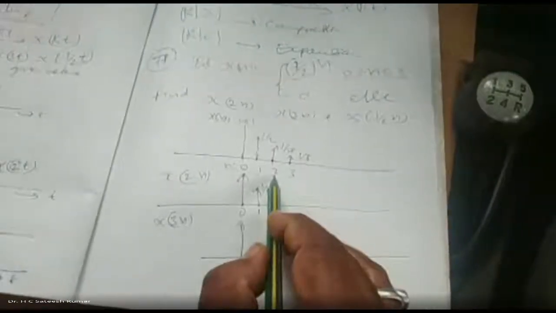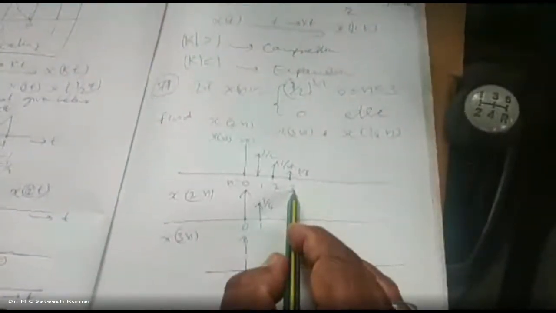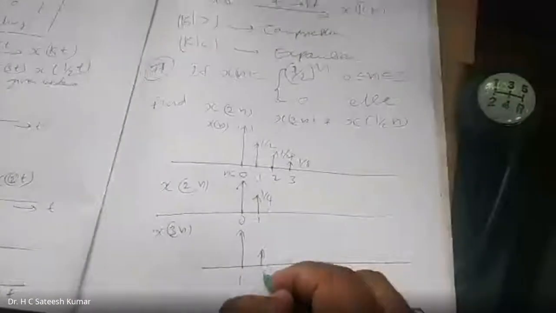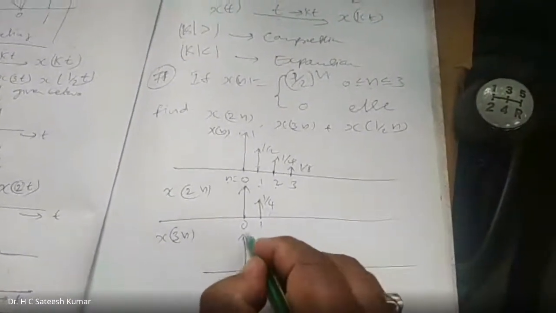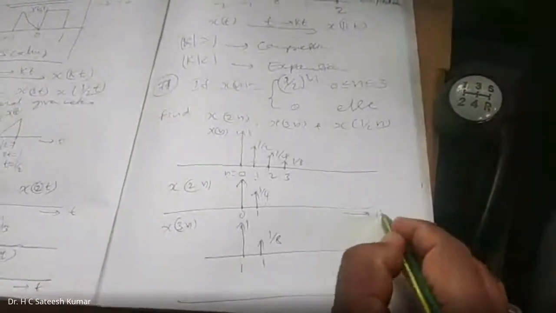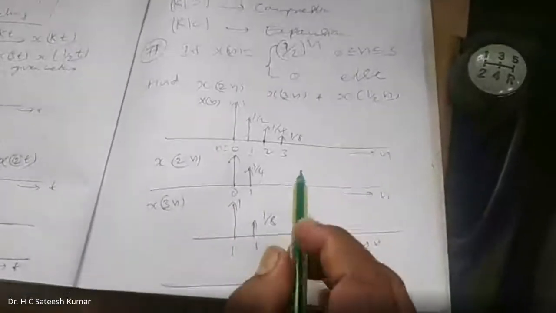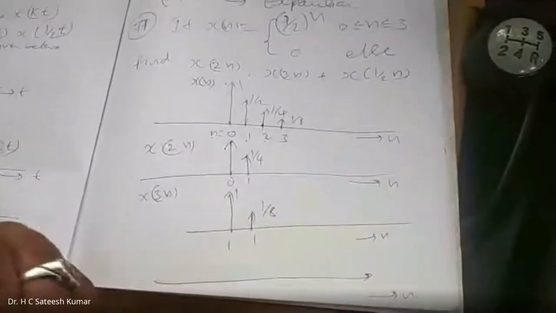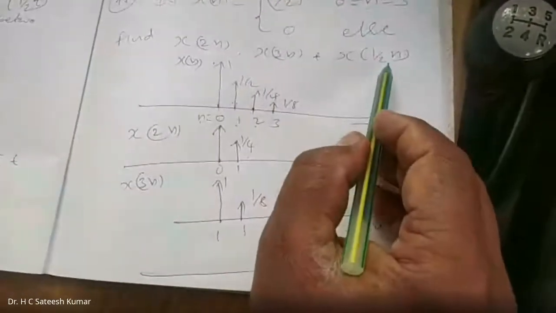Therefore, n is equal to 2 by 3. That also will be eliminated. 3n is equal to 3. Therefore, n is equal to 1. Therefore, this element will be at 1. Okay, right. Next. So 3n we got it. Next, half n.